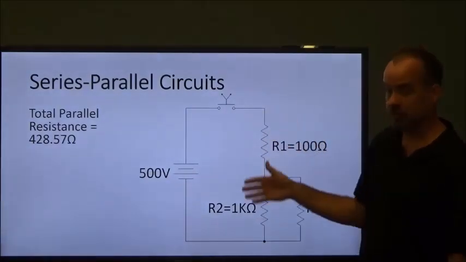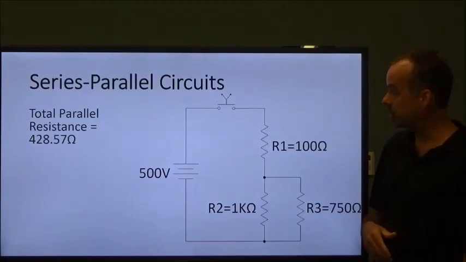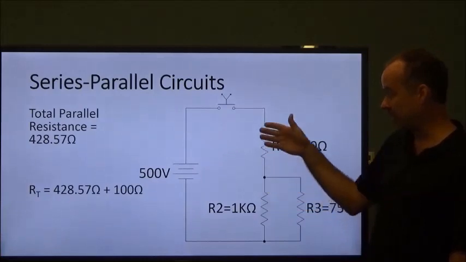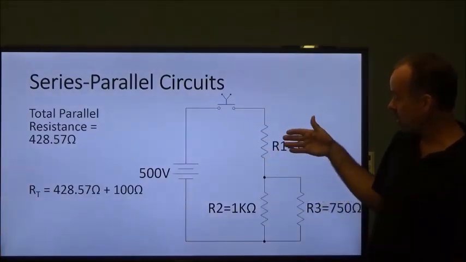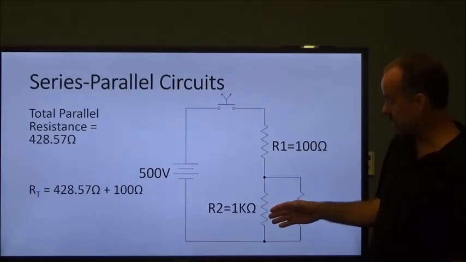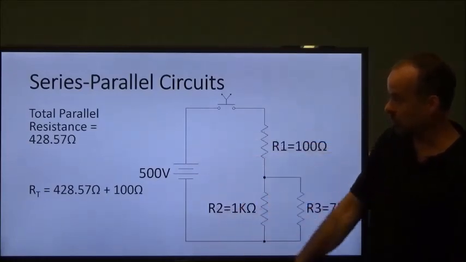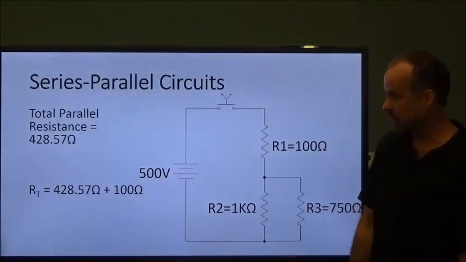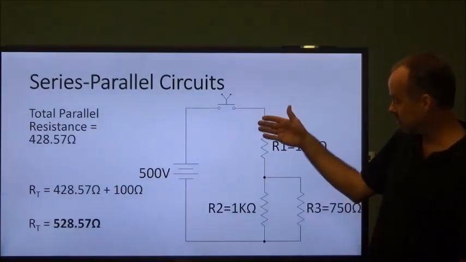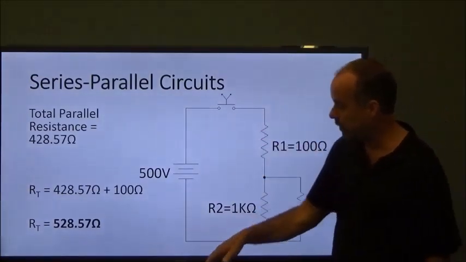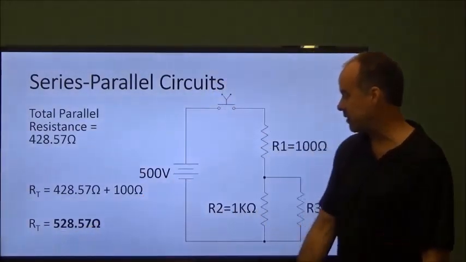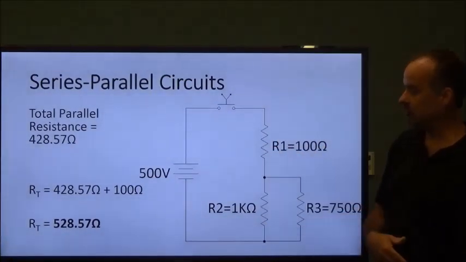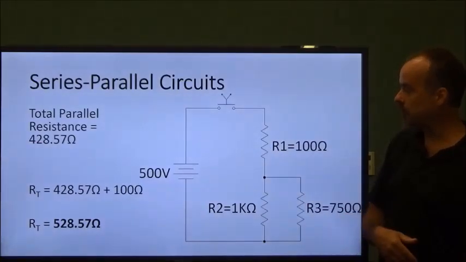Now I want to find the total resistance in this circuit. Simply, we go back to our series formula, where I just add the resistances together. My R1, which is 100 ohms, I add to my equivalent resistance here, which is 428.57. That becomes this simple addition problem. So now my total resistance for this whole network is 528.57 ohms. From here to here is my total resistance, and that's what it should be.